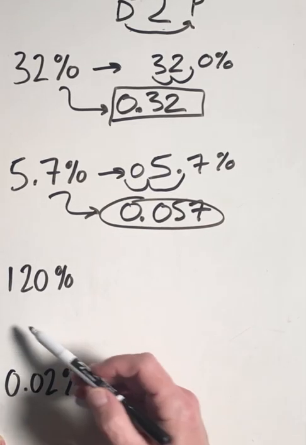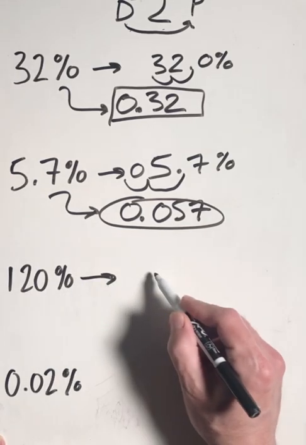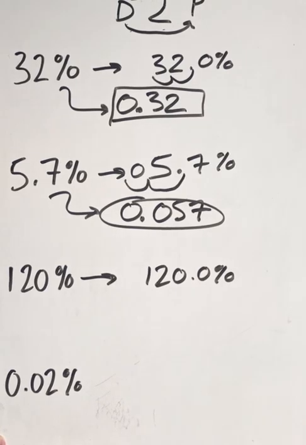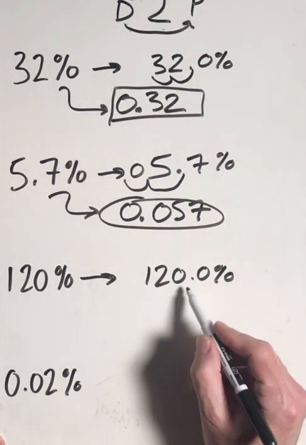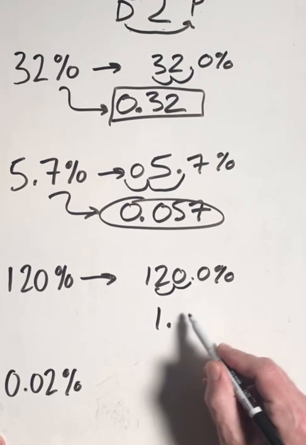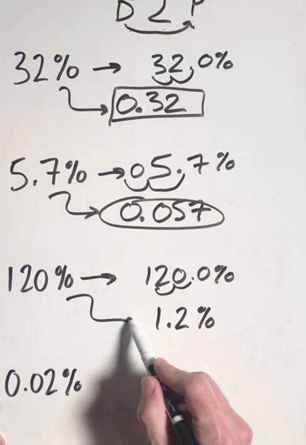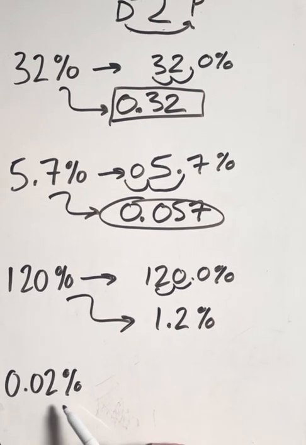The same holds true for percentages that are greater than 100. So 120%, if we add the decimal point, it's 120.0%. To go from a percent to a decimal, we have to move 2 decimal places to the left. So this would be 1.20 for 120%.